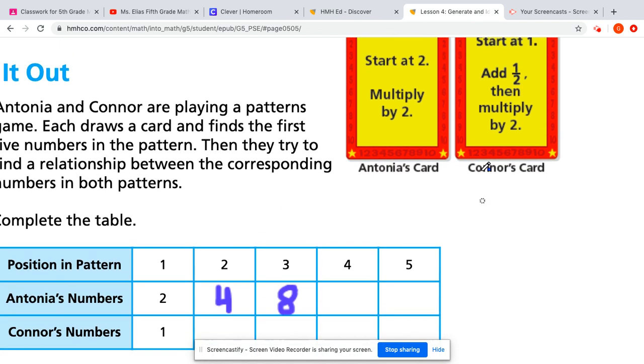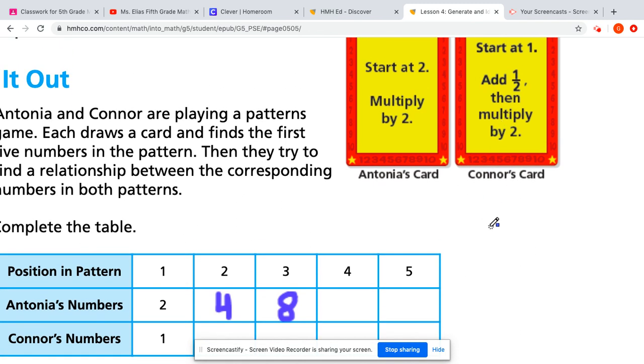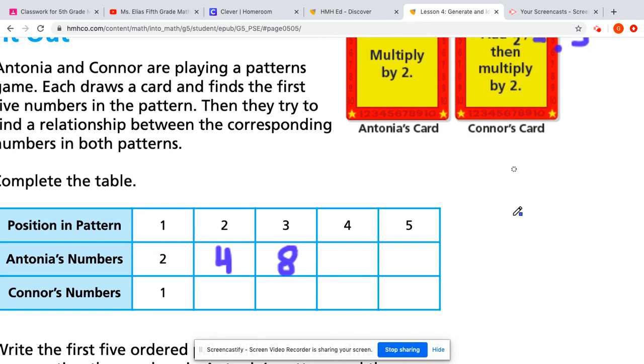Okay, so 1 plus half is 1.5, or if you think of half as also equal to 0.5, then I could do 1 plus half is 1.5, right? And then after that, he multiplies by 2.